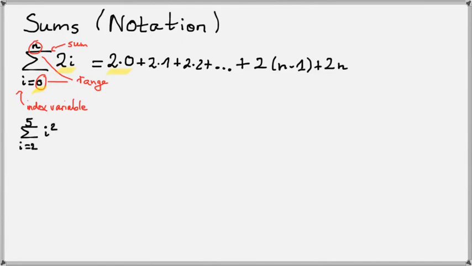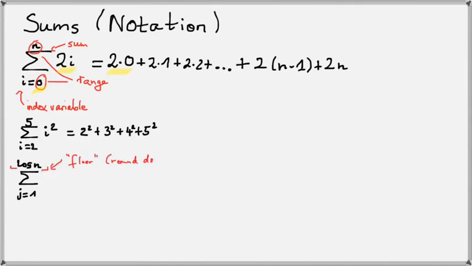Just another example, this would be the sum going from 2 to 5 of i squared, so that would be 2 squared plus 3 squared plus 4 squared plus 5 squared. This would be the sum with the index variable j, starting at 1, going up to log n. If I write log n here, more formally, that should be log n rounded down, and this is shown by these brackets, which indicate a floor function. The brackets on top would be the ceiling, so rounding up, but this is rounding down.